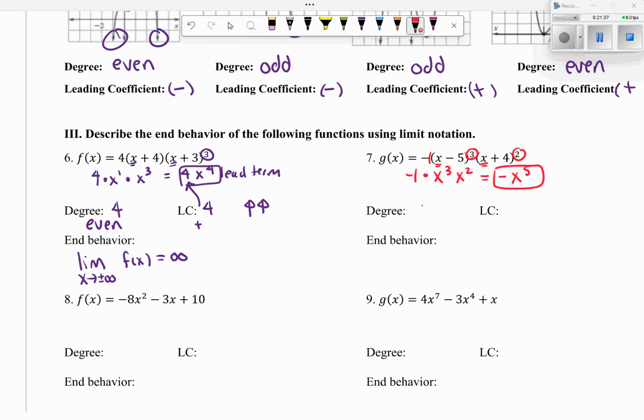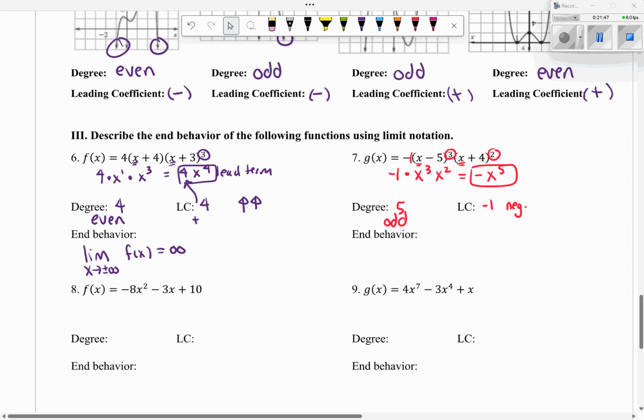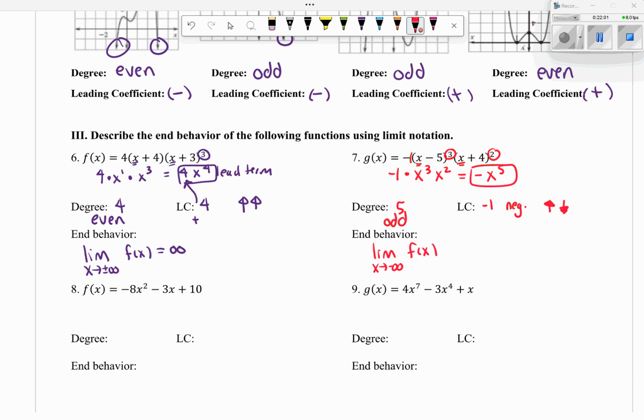So the degree is 5, which is odd, and the leading coefficient is -1, which is, of course, negative. So if we have odd negative, that means the left end goes up and the right end goes down. That means we have to write this one separately. The limit as x approaches negative infinity for the function is approaching infinity, and the limit as x approaches positive infinity for the function, since the right end's going down, goes toward negative infinity.